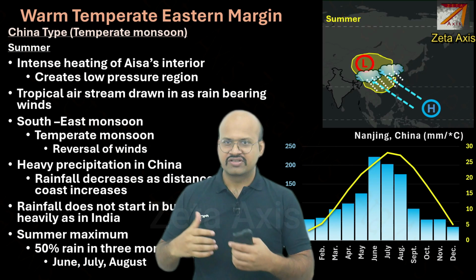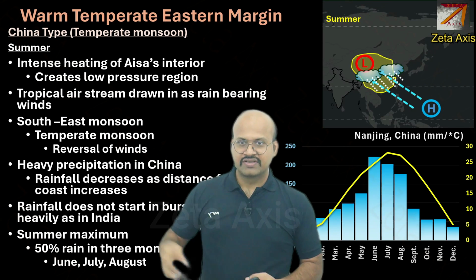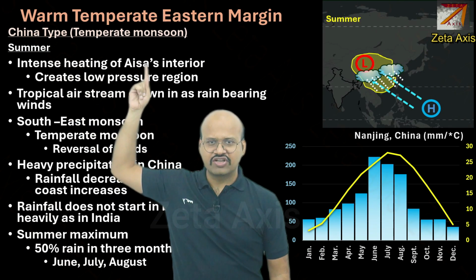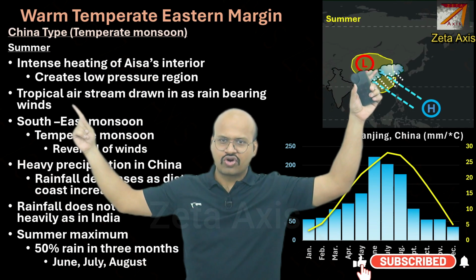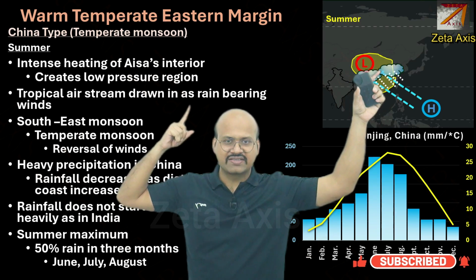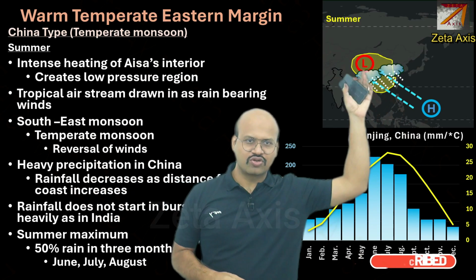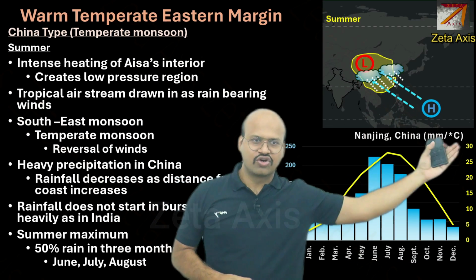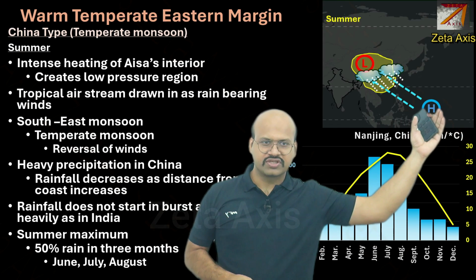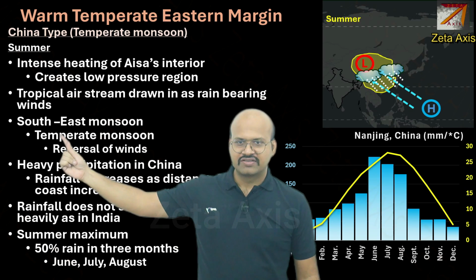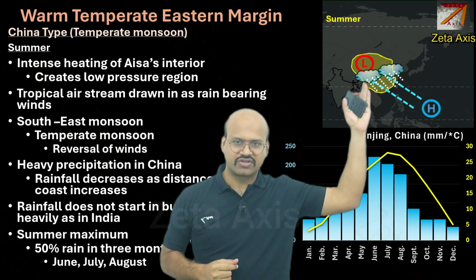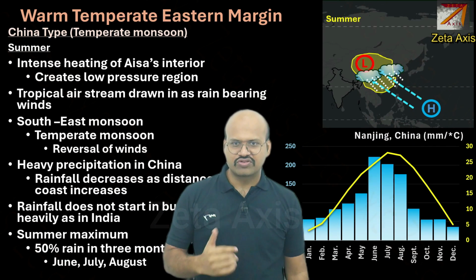Now let's summarize what we have discussed. In summer, intense heating of Asia's interior creates a low pressure region, which we have seen. Tropical airstream is drawn in as air-bearing winds. So because of this low pressure region, tropical air from the ocean will move towards the low pressure region over China. Southeast monsoon. It is coming from the southeast direction, therefore it is southeast monsoon.